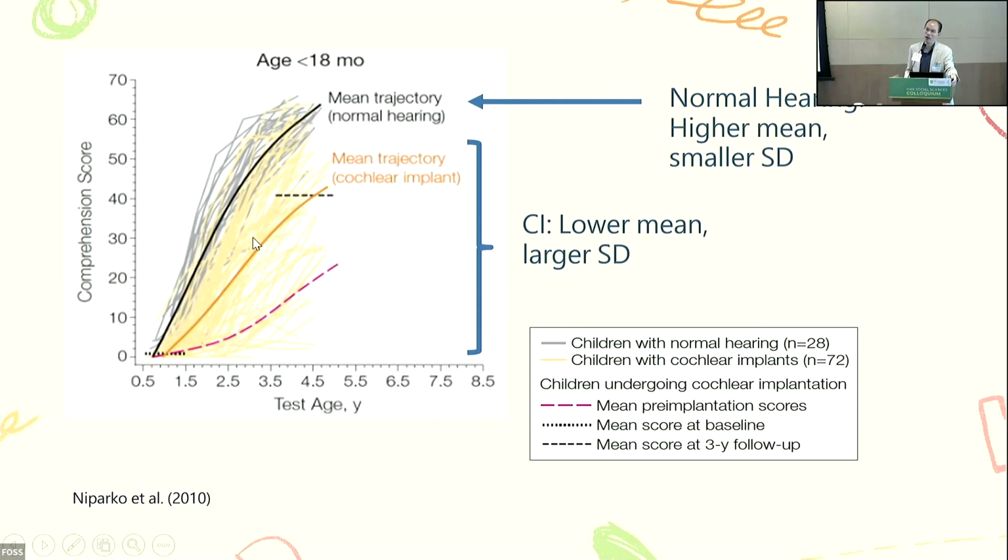So by now, I hope you're used to looking at these graphs. Each line represents the developmental trajectory of a child. This is a group of children who have cochlear implants. The yellow lines, the gray lines, are typically their normal hearing peers. And so you can see that as a group, children who have normal hearing, their language development is better than children with cochlear implants.